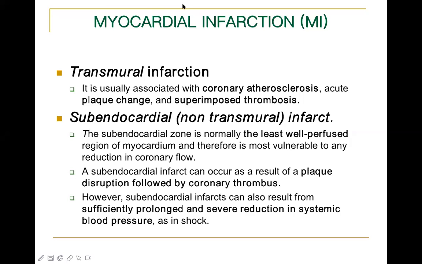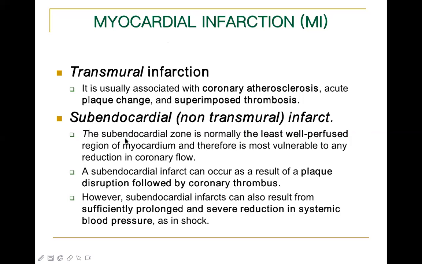Let's move further now. There are two types of myocardial infarction: transmural and subendocardial. Transmural means more than 50% of the thickness of the wall is affected, and sometimes the whole thickness of the wall is also affected. So it is usually associated with coronary atheroma, acute plaque change, rupture, and superimposed thrombosis, and this is a completely occlusive type of thrombus. Then only transmural infarction can occur. Whereas subendocardial, also known as non-transmural infarct, is a condition in which less than 50% of the wall is affected.